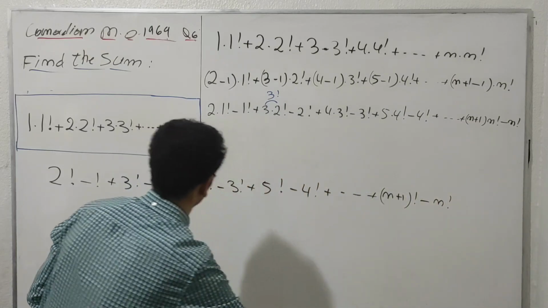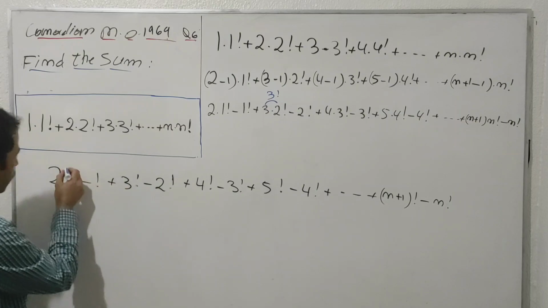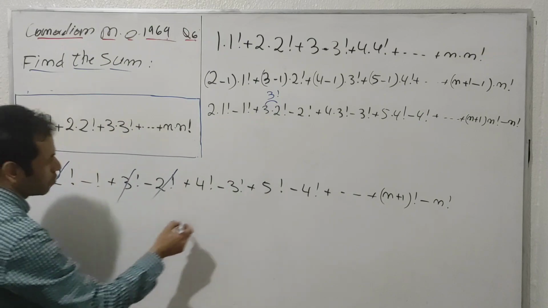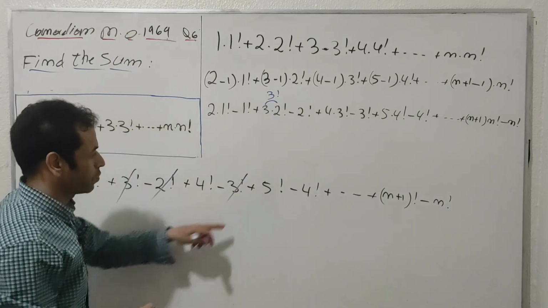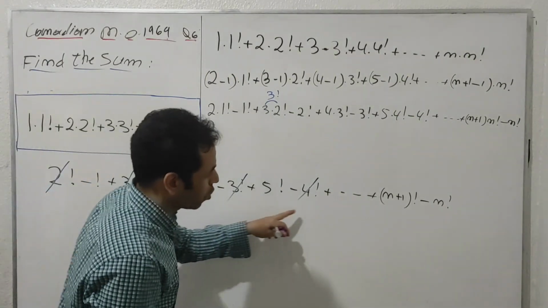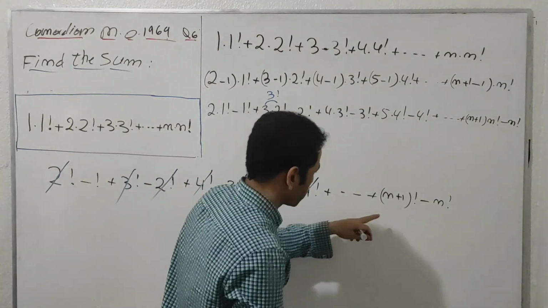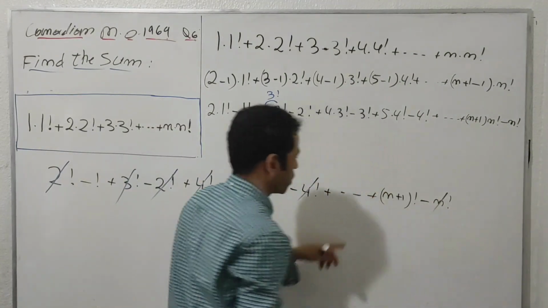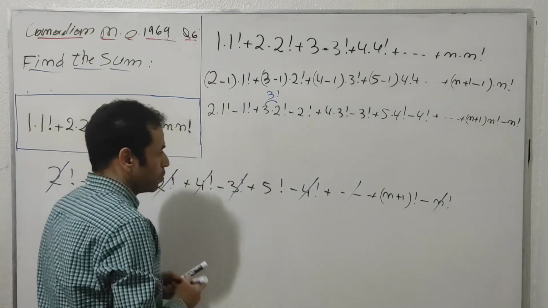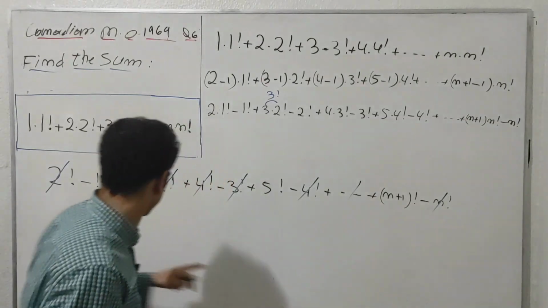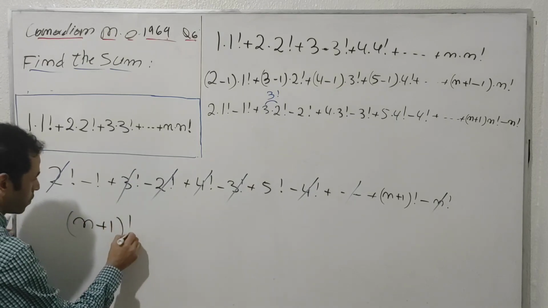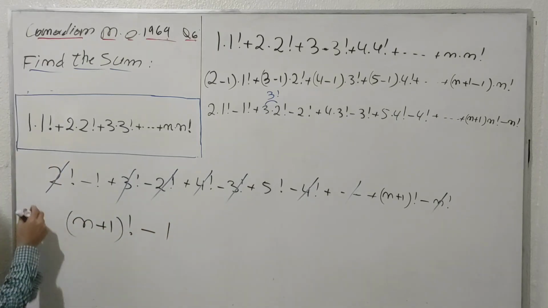Now we have a lot of cancellation here. This 2 factorial will be cancelled out with this minus 2 factorial. This 3 factorial will be cancelled with minus 3 factorial. This minus 4 factorial will be cancelled out with this 4 factorial, and all the way down, until you get the last term. This minus n factorial will be cancelled out with the term before this one, going in the same pattern. So I will be left with this term, (n plus 1) factorial, and this minus 1: (n plus 1) factorial minus 1. So this is the value of this sum.